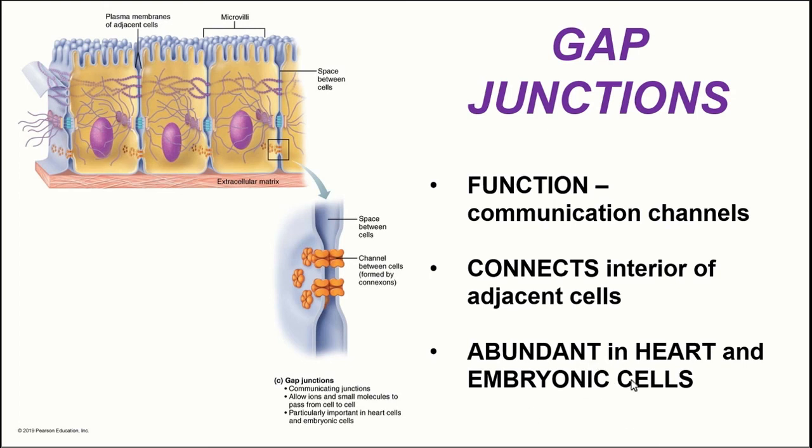But they're also found in embryonic tissues, because in developing tissues, since the cardiovascular system may not be fully developed yet, it's important to allow materials to pass from one cell to another, so that way those cells have all the materials that they need in order to function correctly and build the things that they need.